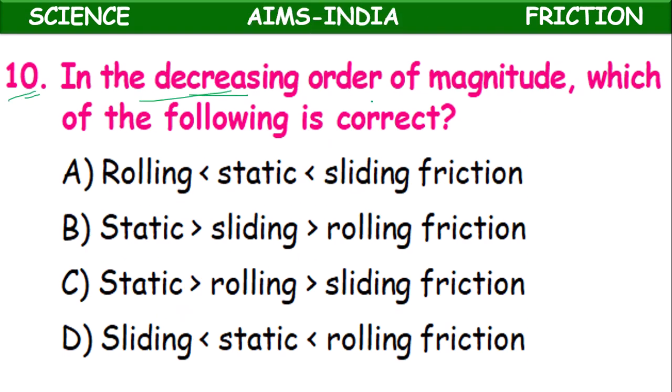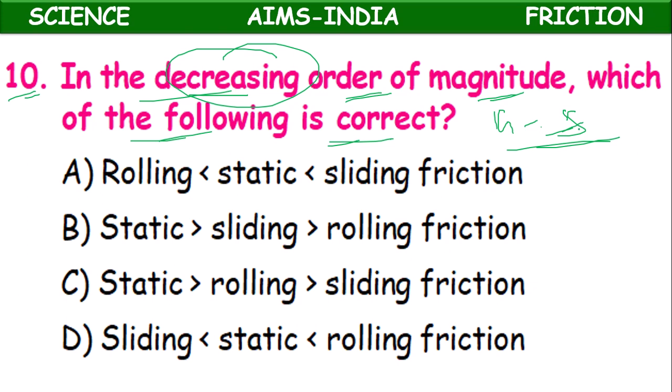Next, in the decreasing order of magnitude, which of the following is correct? Decreasing means from greatest value to smallest value. Out of rolling, static, and sliding, static friction will be greatest and rolling will be least. So static is greater than sliding, which is greater than rolling. So option B is correct.